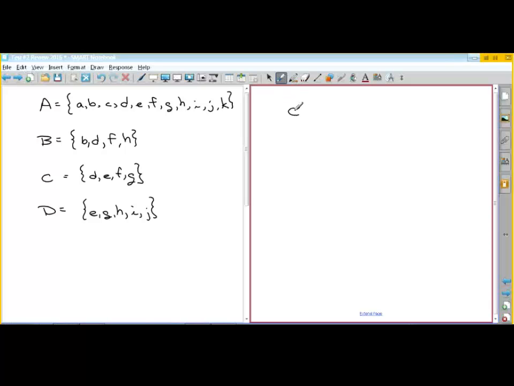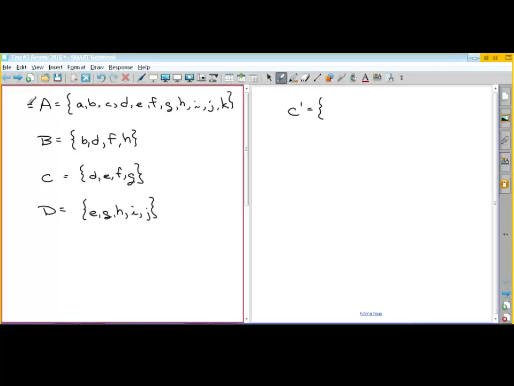Let's say I ask for the complement of C. The complement of C is a set. Let's just say the universal set is that, and we don't even need set A for what I'm doing to demonstrate here. So that's the universal set, the letters from A to K: A, B, C, D, E, F, G, H, I, J, K. The complement of a set is the elements that are in the universal set, but not in the set.